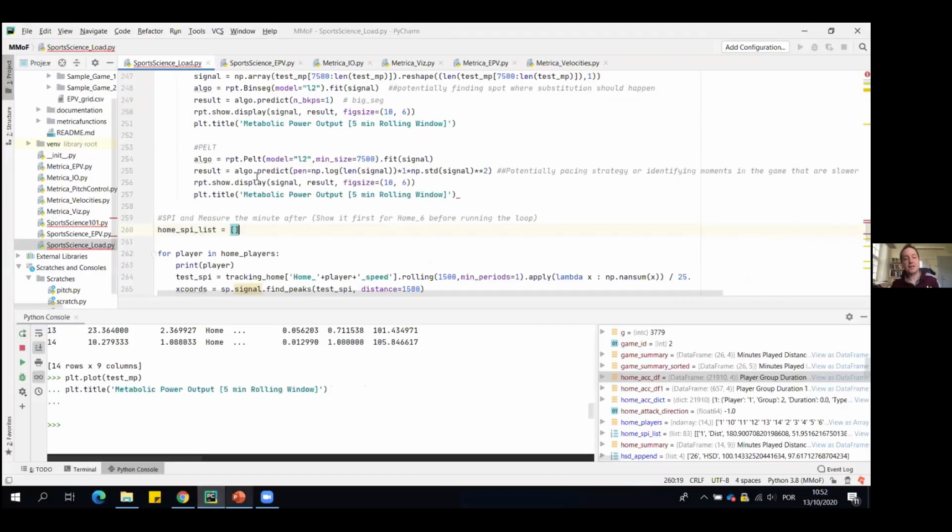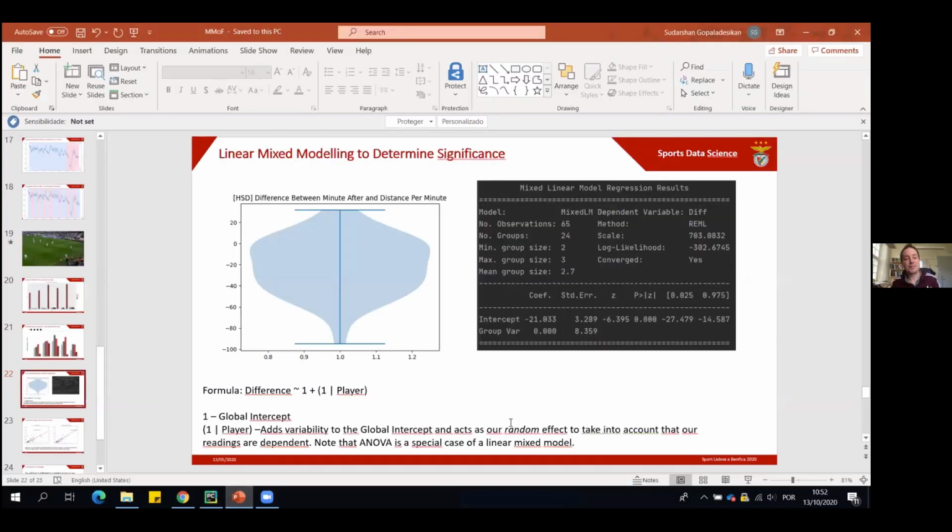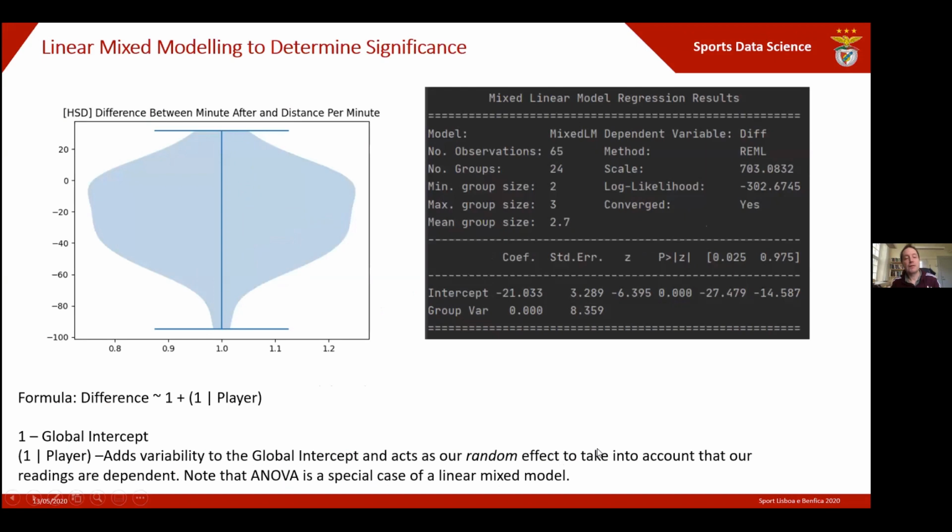Can I just ask, Suds, maybe there isn't an answer to this, but how can you be sure that it isn't the case that after you've had a high intensity bout, there isn't another high intensity bout typically?